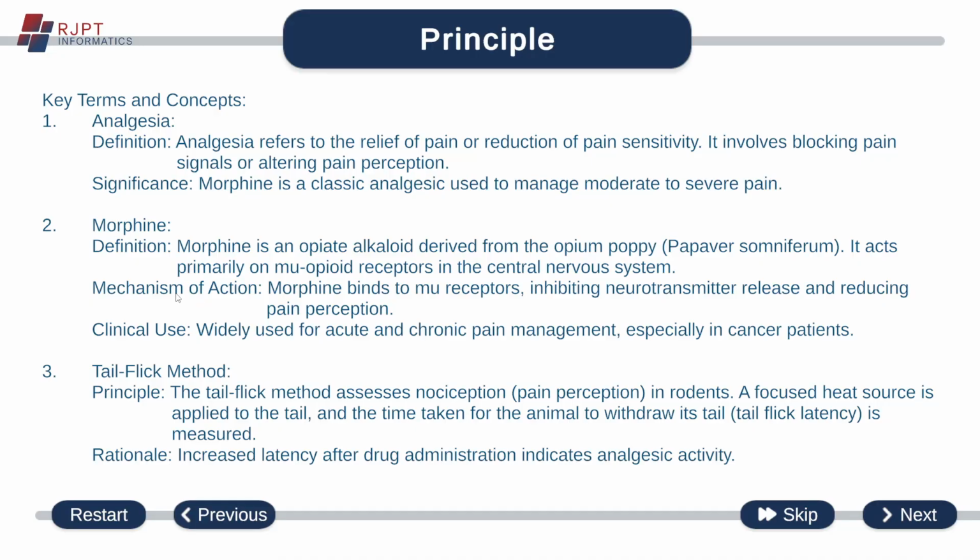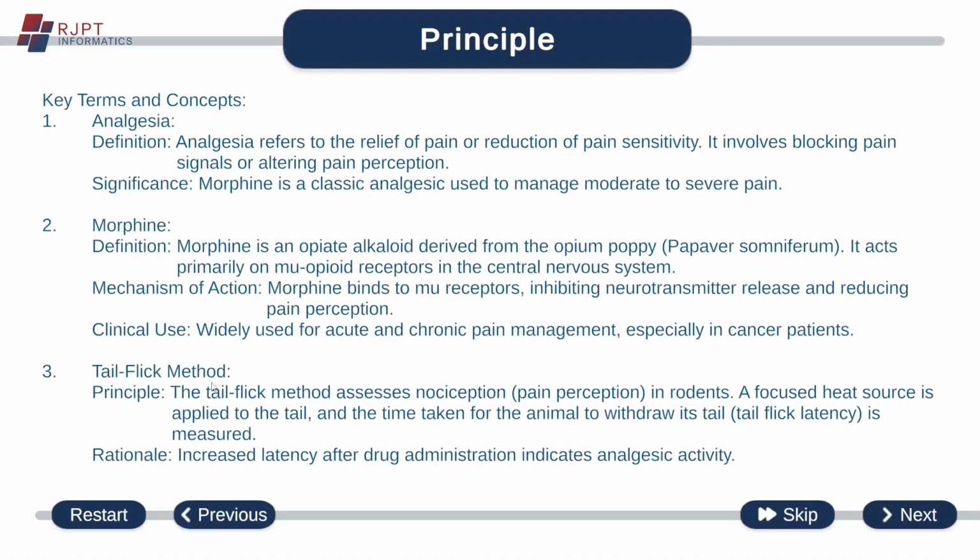How does it work? Mechanism of action. Morphine binds to these receptors, inhibiting neurotransmitter release and reducing pain perception. So morphine binds to these receptors, which inhibits the release of the neurotransmitter, and then it reduces the pain perception. Clinical use of morphine: it is widely used for acute and chronic pain management, as we know, especially in cancer patients.